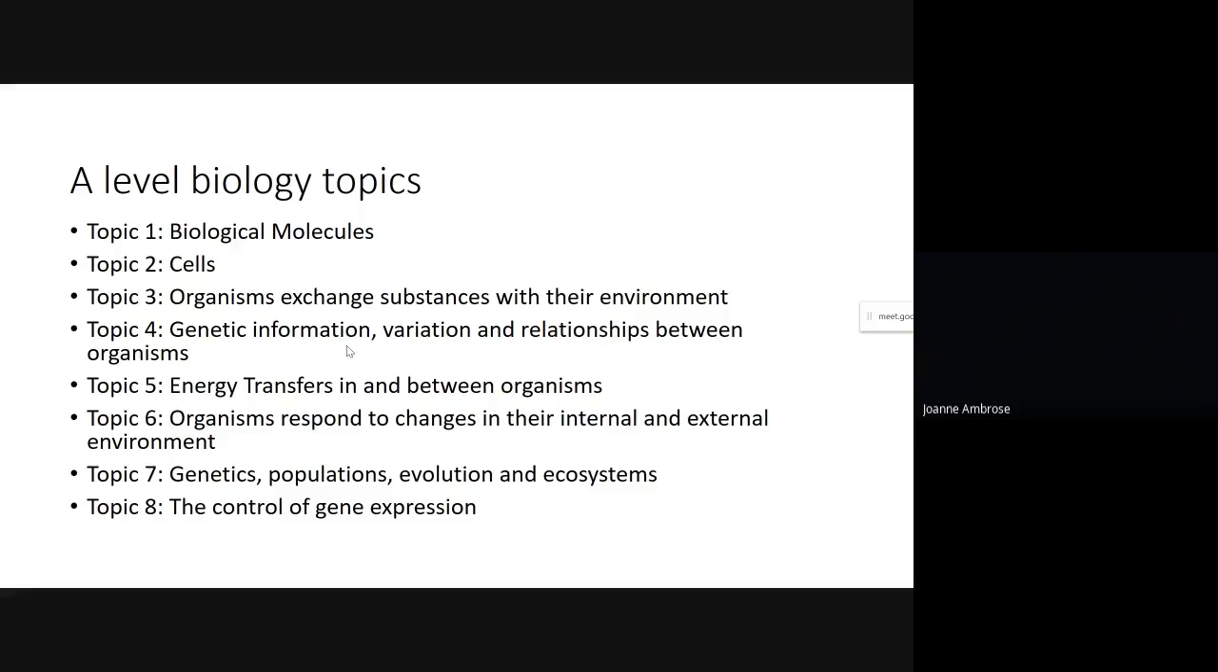Topic 4 sees us looking at genetic information. So we have the return of Mendelian genetics and the Punnett squares. We also look at variation and relationships between organisms, including natural selection, ecosystems, and evolution. We also touch on that when we look at classification and taxonomy.